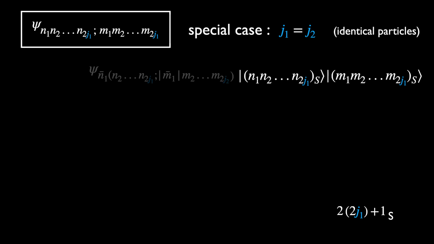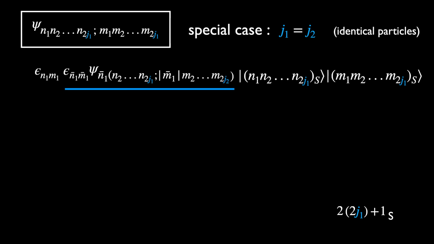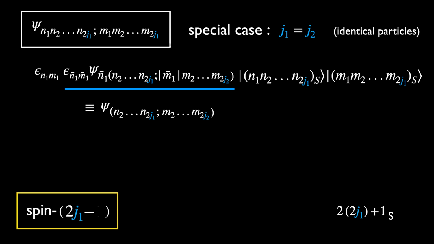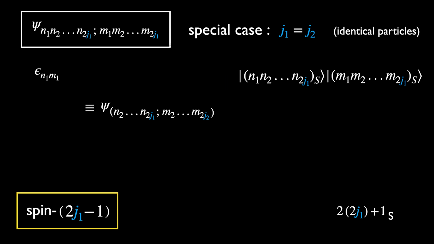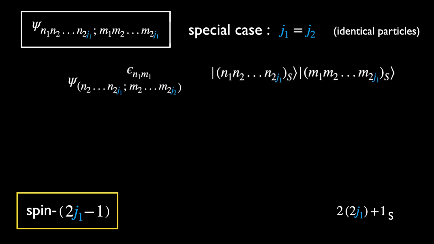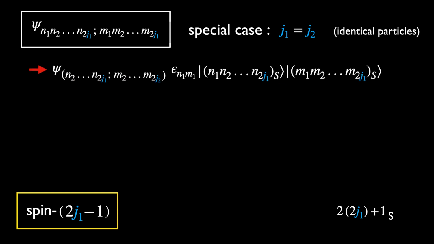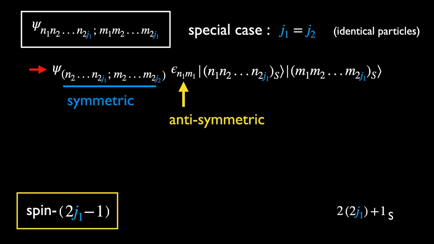The next state in the composition has one epsilon contraction and is effectively equivalent to the following symmetric tensor under rotations. This corresponds to the previous spin reduced by 1. This tensor has an index structure of one pair of anti-symmetric indices, with the rest totally symmetric. It is not difficult to see that this epsilon will make the entire state anti-symmetric under particle exchange.